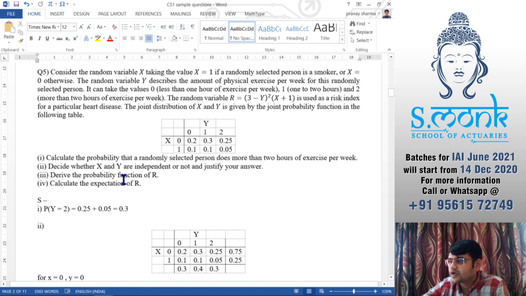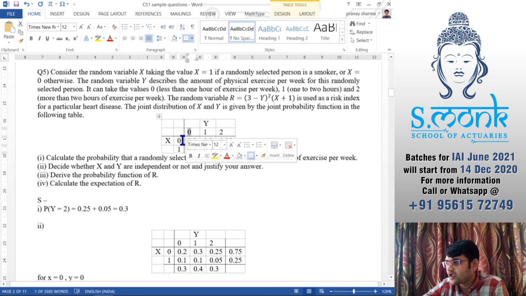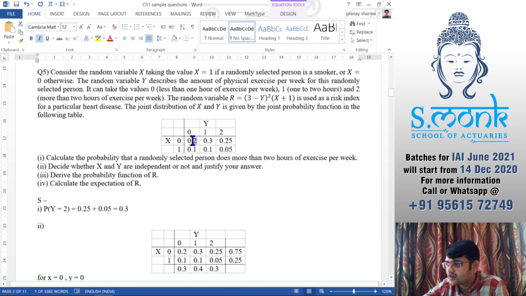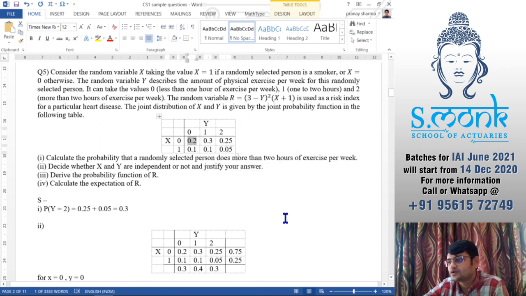Then the third part: derive the probability function of r. So this is the relationship of r, and we need to find the probability distribution function for r. For that, all you have to do is substitute the value of x and y individually. So first, x equals 0, y equals 0. We'll substitute, and whatever value you get, the probability of that value is going to be the joint value here.